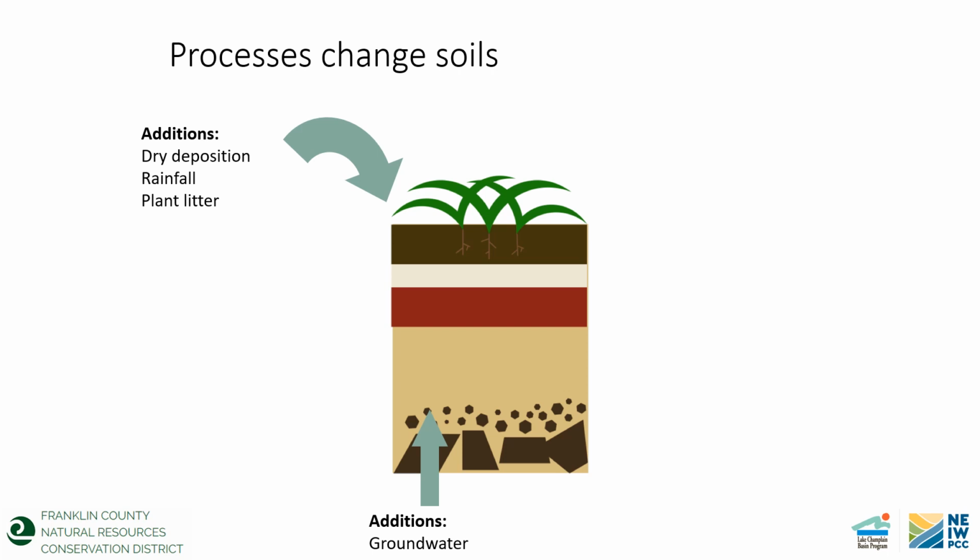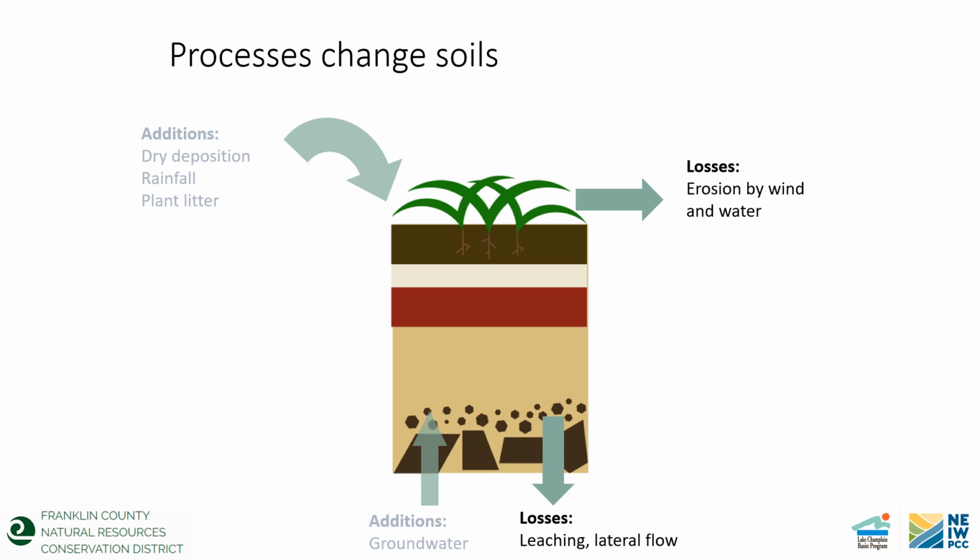The first very major process that influences soil is the addition of material. Additions can come from dust particles transported by the wind, rainfall carrying dissolved chemicals, plant litter falling off of plants and getting deposited on the surface, microbial growth within the soil, or dissolved chemicals percolating up through the groundwater. All of these processes bring something into the soil that wasn't there before.